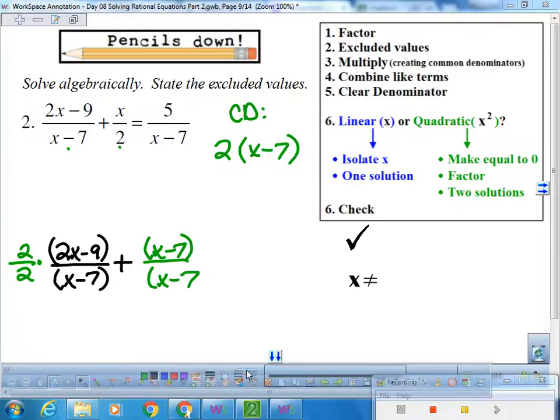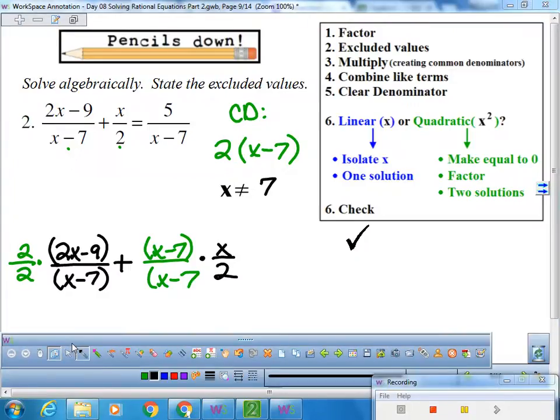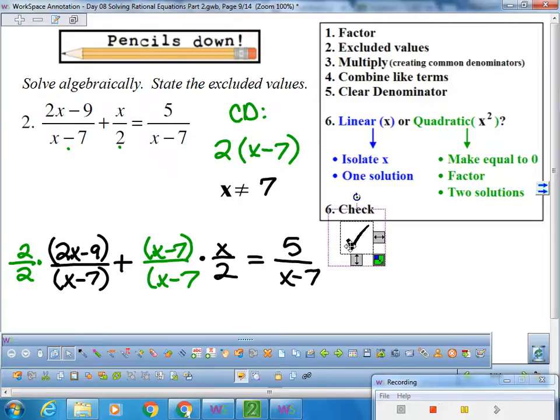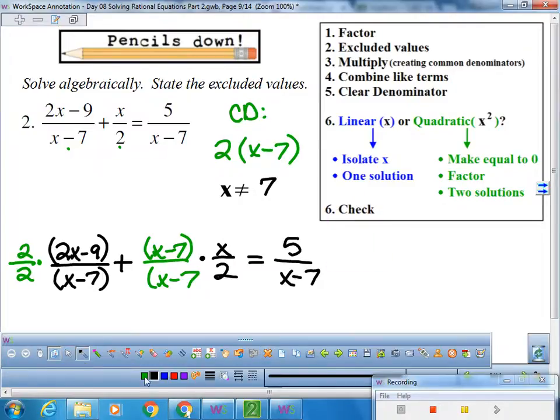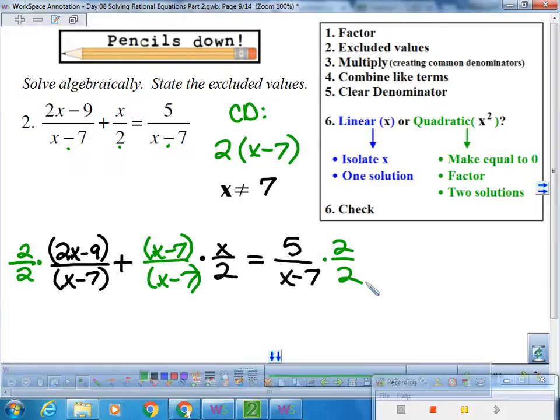Times x over 2. Let's move this up here. What can x not be on this one? Good, that's it, right? X can't be 7. So this is now going to be equal to 5 over x minus 7. And I still don't have a common denominator yet, right? So I still need to multiply this one times 2. There, that's nice and neat, so I don't forget anything.